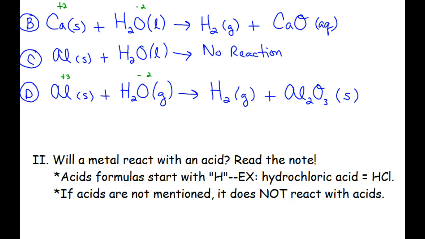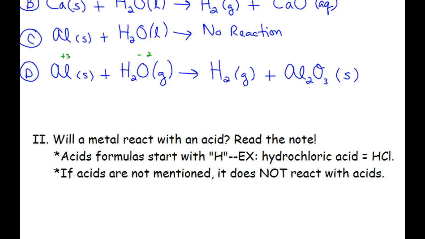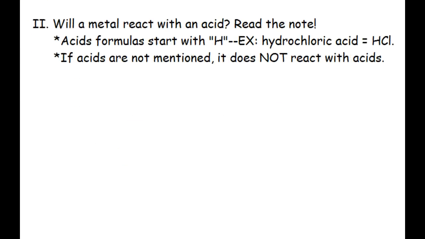All right, our second question is, will a metal react with an acid? Again, you need to read the notes. Now, how can you tell if it's an acid if I don't say specifically in the question it's an acid? Well, acid formulas start with H. For example, hydrochloric acid is HCl. And on the activity series, if the note does not mention an acid, then it does not react.